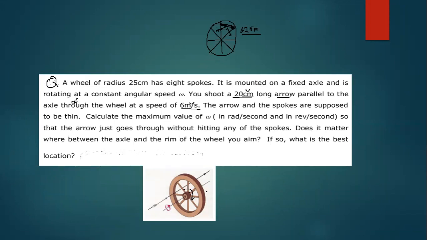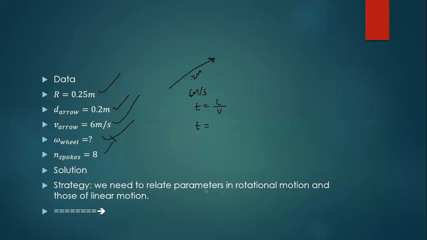So one thing that was easy for me to relate between the arrow and the wheel was time. I thought time can be a good relationship, since an arrow and the wheel are two different objects, so the one thing that can relate the two is time. If I can find the time the arrow will take to move across its length, through the spoke, I can compute it by taking the distance, the length of the arrow, over its speed, its velocity. I'll be able to find the time, because I know that distance over speed gives me time.